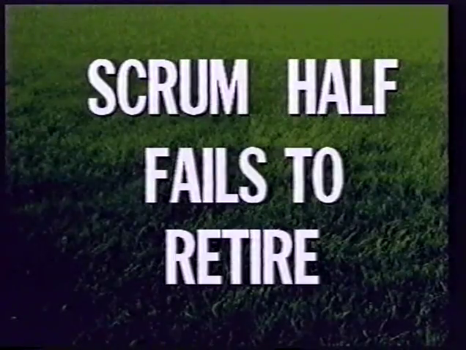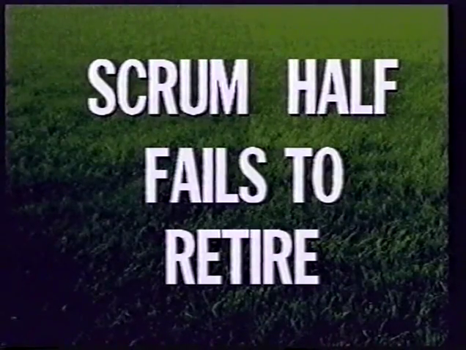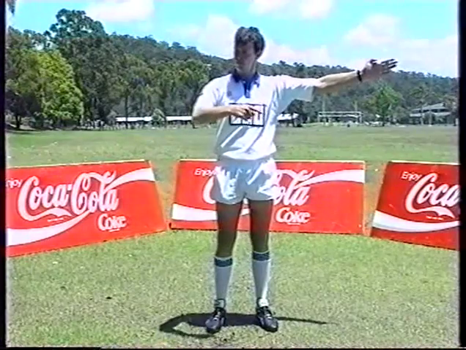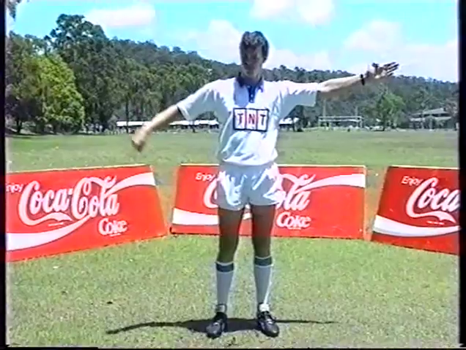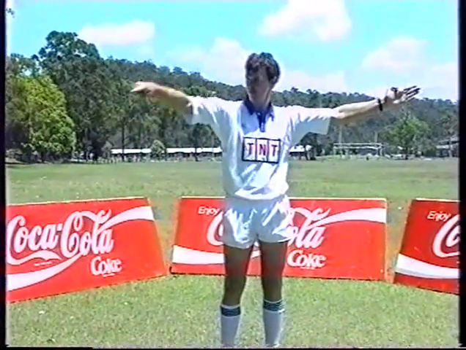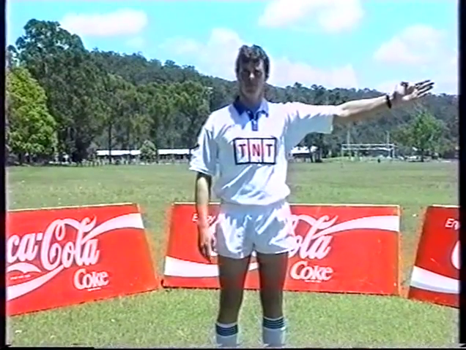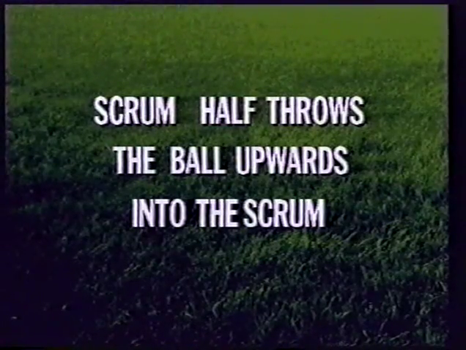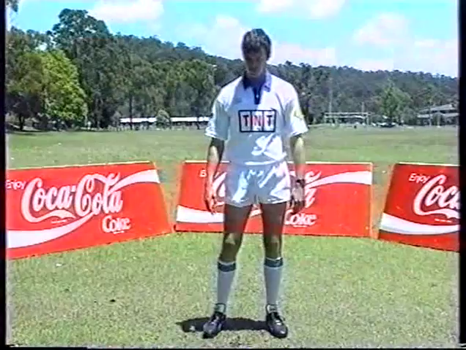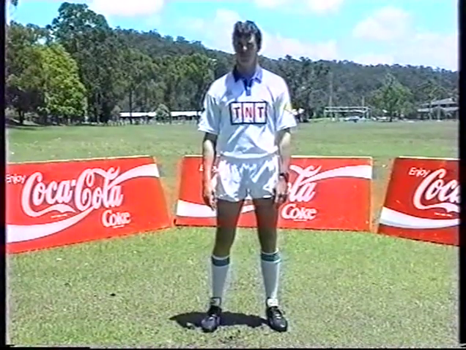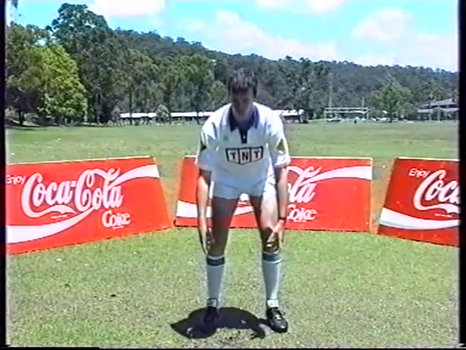Scrum half fails to retire. Make a movement with the hand indicating the direction the scrum half should have taken. Scrum half throws the ball upwards into the scrum. Mime the action of the scrum half, exaggerating the upward movement of the hands.